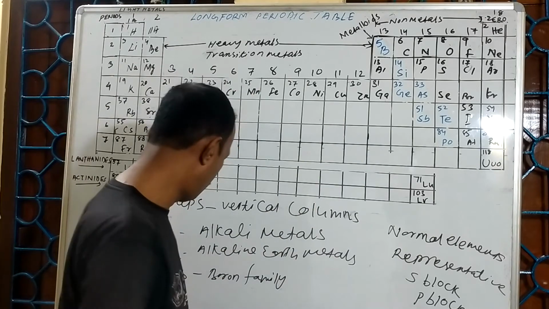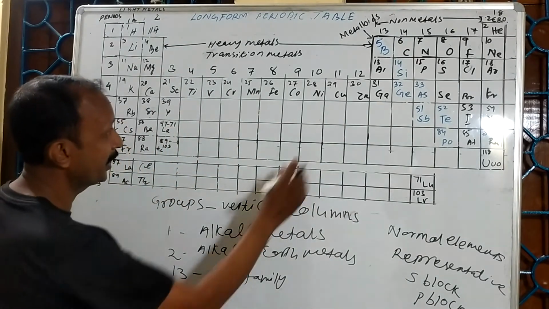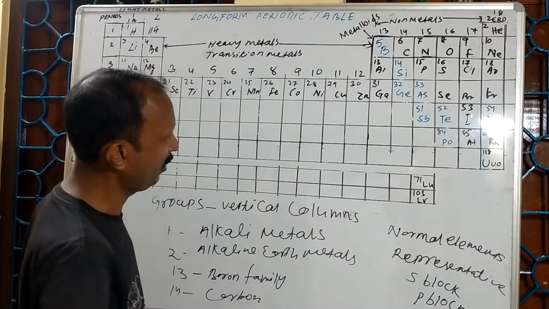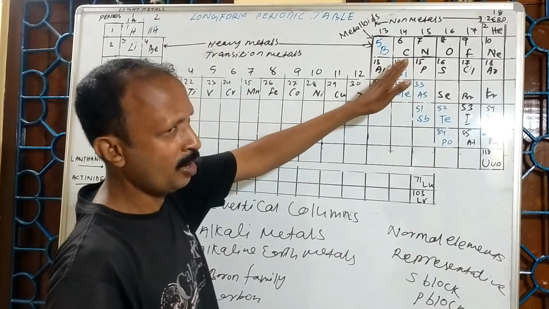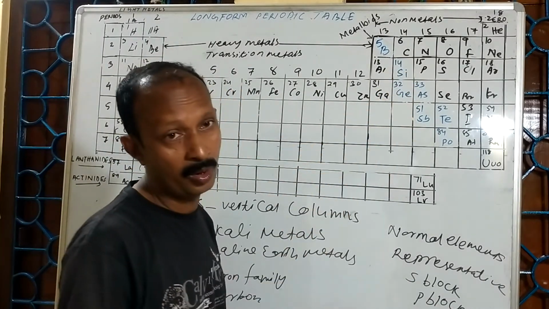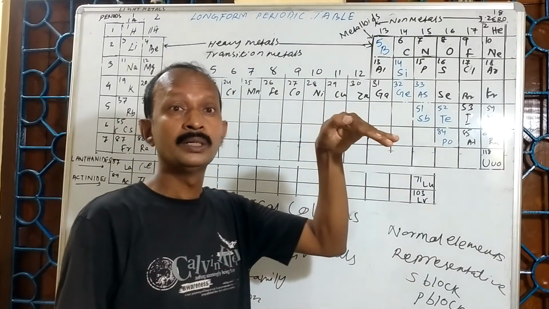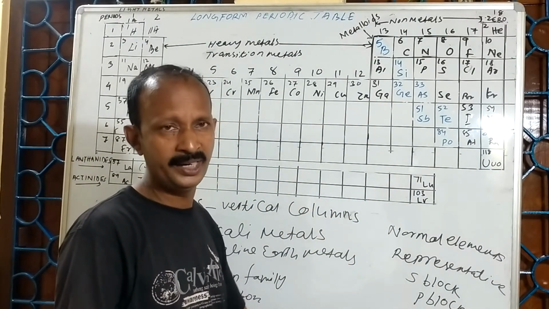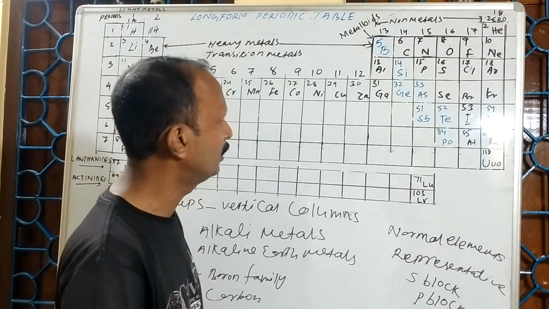Next is the 14th group. It is headed by carbon. We say that is the carbon family. Okay, carbon, silicon, germanium, all having valency 4. Their electronic configurations are repeated down the group. That means it shows periodicity.